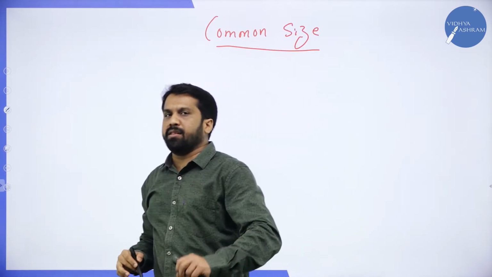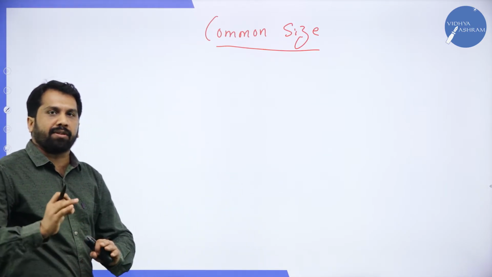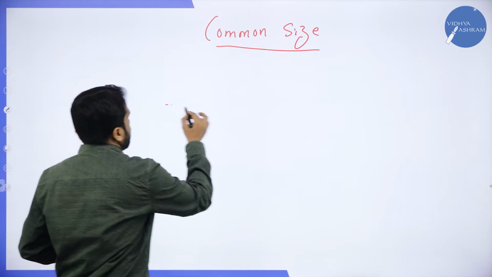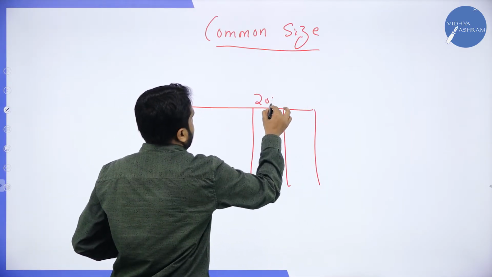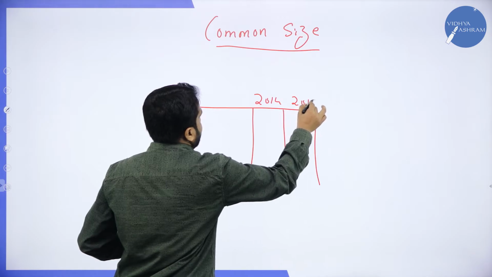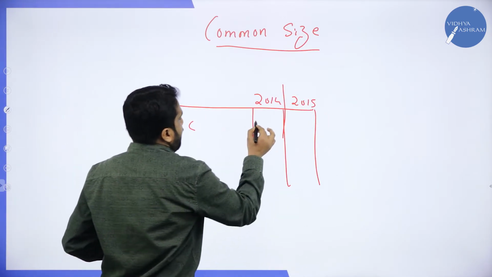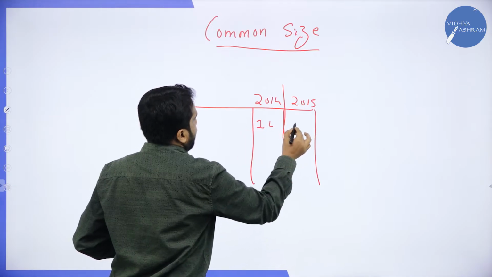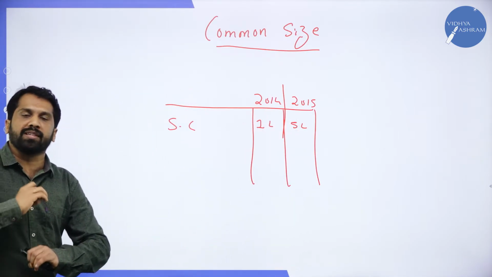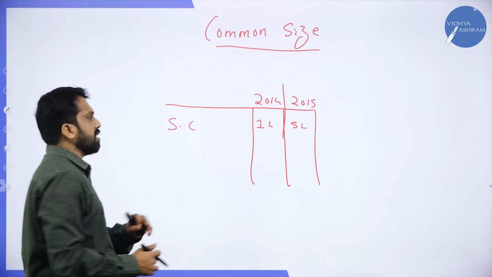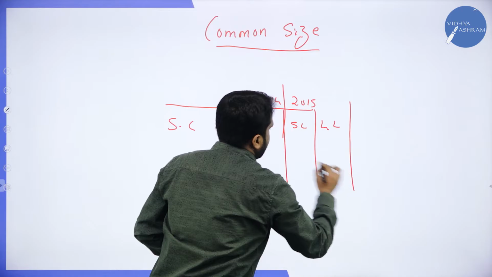So very simple, easy to calculate. How about comparative? Comparative was like this. 2 years, 2014, 2015. Your share capital, last year it was 1 lakh, now it is 5 lakh. How we were doing comparative? It was easy: 1 minus 5, what is your answer? 4 lakh.